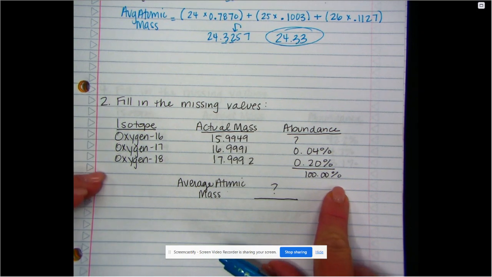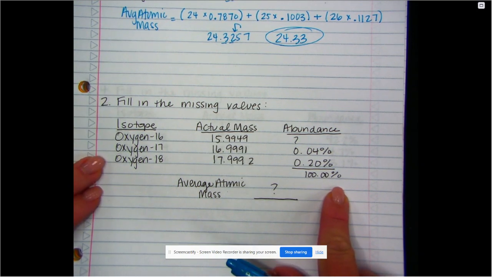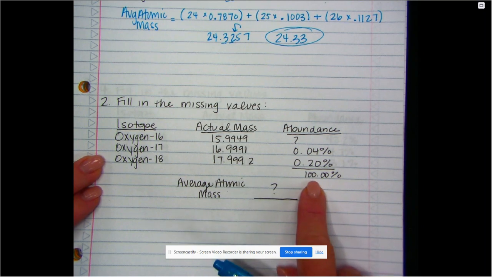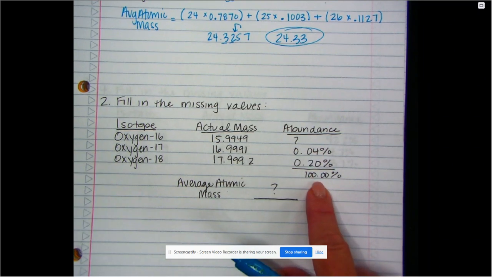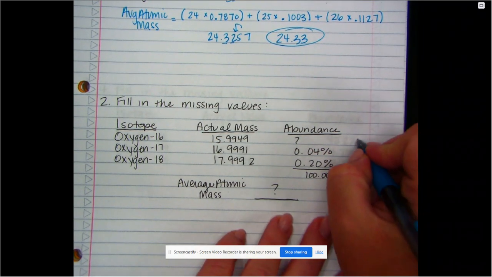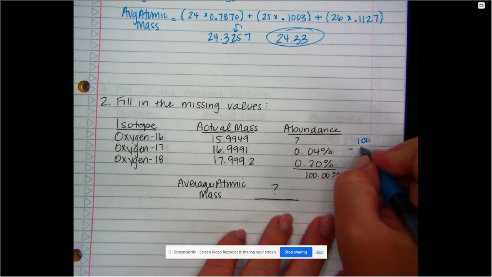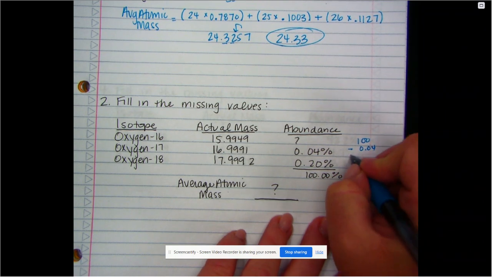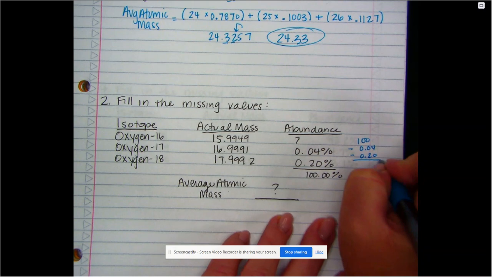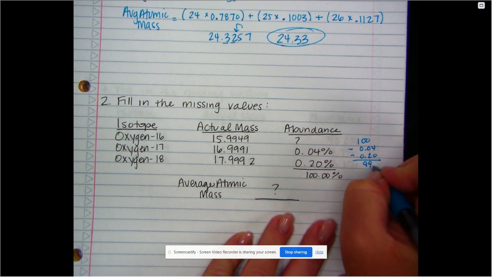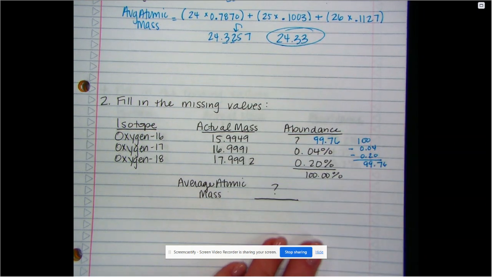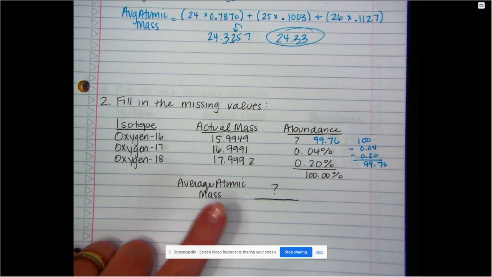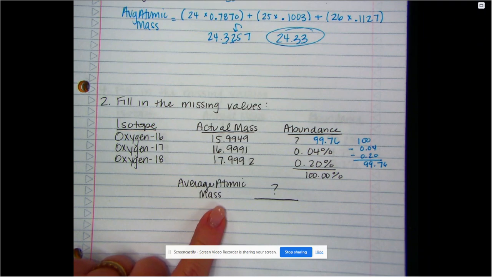Because of the data given, I only have 3 isotopes, so the total of my 3 isotopes' abundance should be 100. So if I take 100 and subtract away these 2 here, that's going to give me my missing percentage. So 100 minus 0.04 minus 0.20, and that's going to come out to be 99.76. So 99.76 is my missing abundance. Once I have that missing abundance, I can go forth and calculate that average atomic mass.